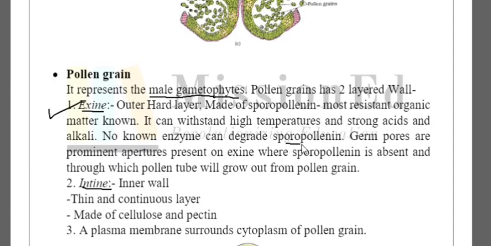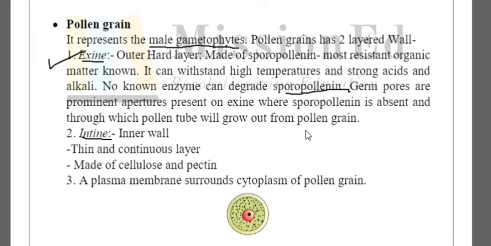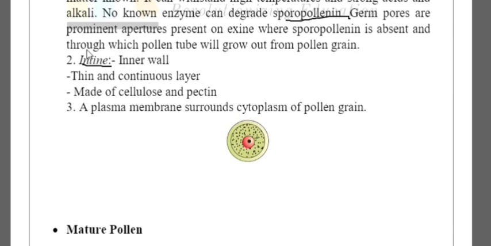The exine is actually made up of sporopollenin, and it can withstand high temperatures and strong acids and alkalis. So we can understand that if there is a lot of change in the pH also, it won't really matter here, because this is absolutely not affected by any kind of change in the external atmosphere. And therefore we can understand how much protection it can actually give to the inside constituents. And the intine is the inner wall, which is a thin and continuous layer, and it is known to be made up of cellulose and pectin.